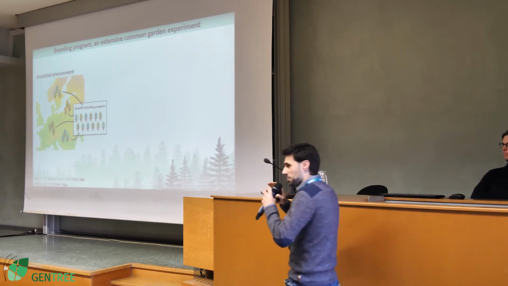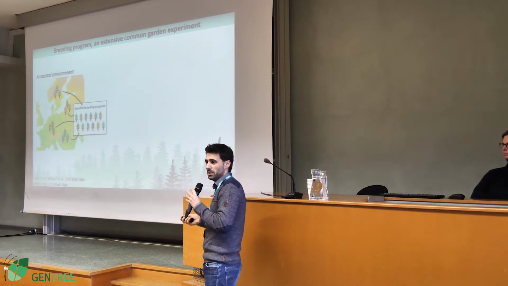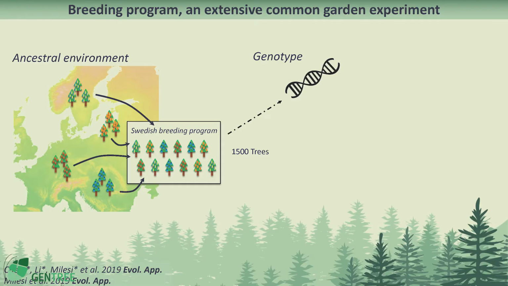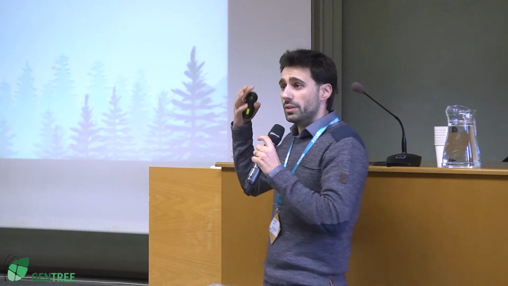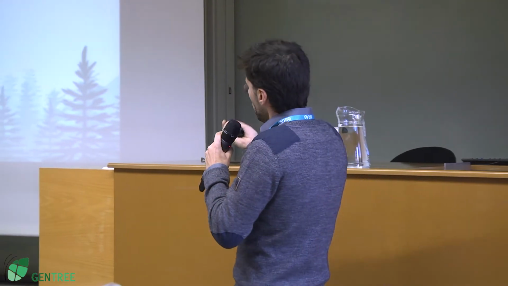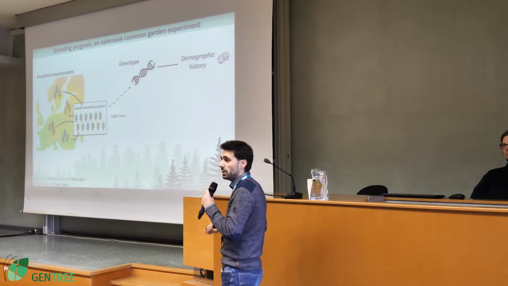It's a rough idea, but just to be schematic, right? So then we sequenced 1,500 of those trees so that we get access to the genotype. And this allowed us to investigate the demographic history, so that we'll be able to take into account and correct for the demographic history in our search for local adaptation.